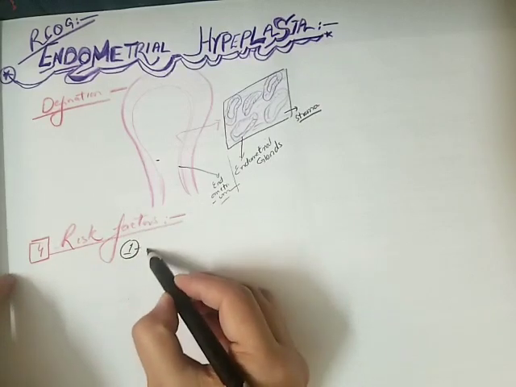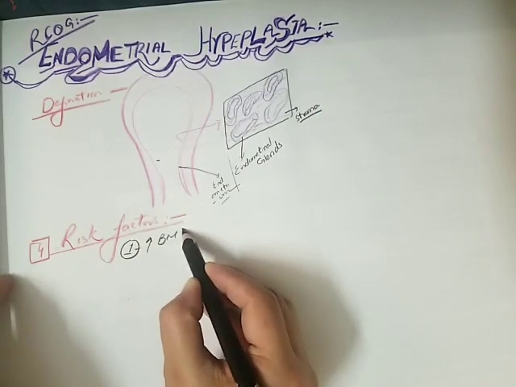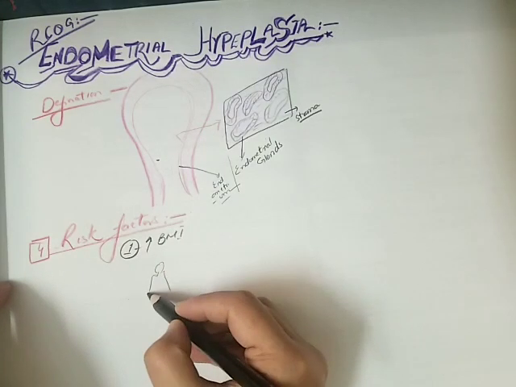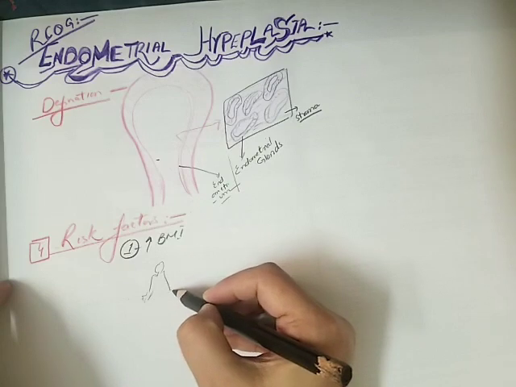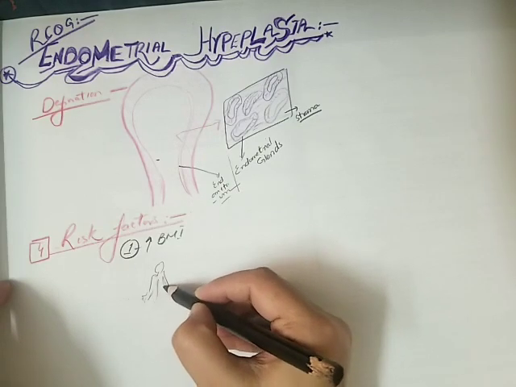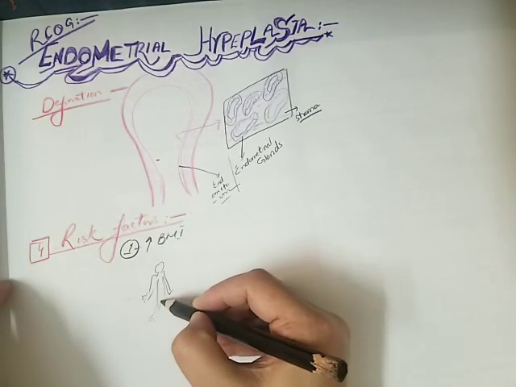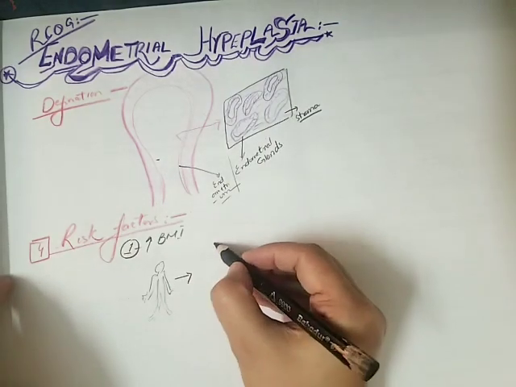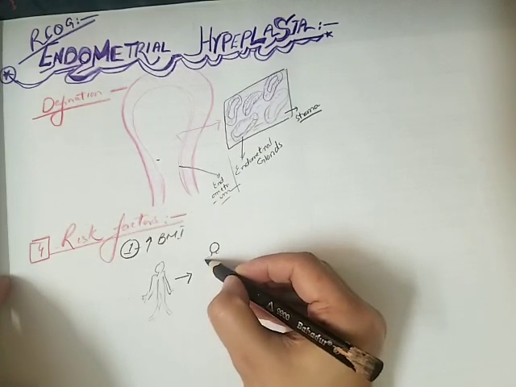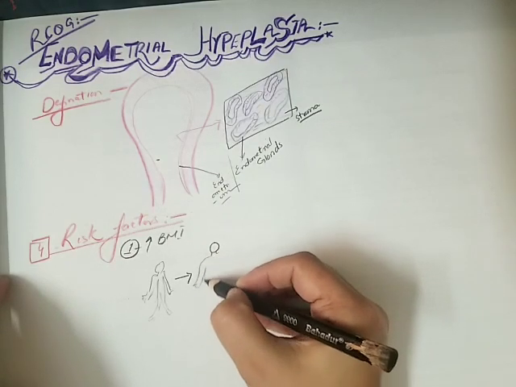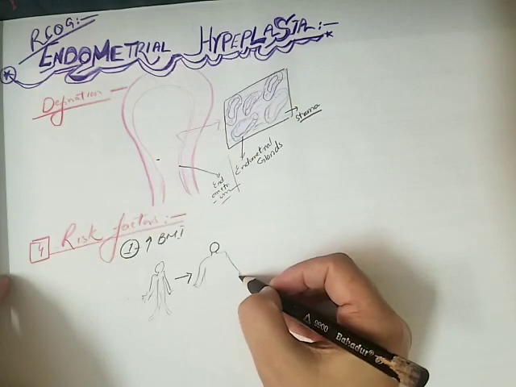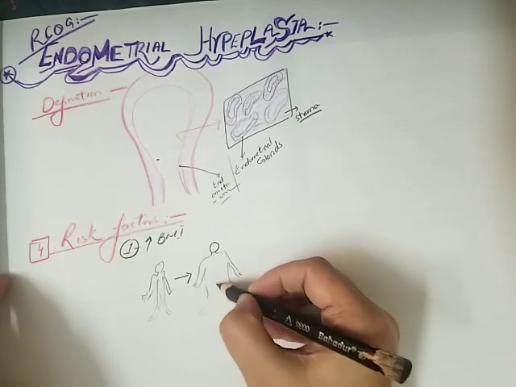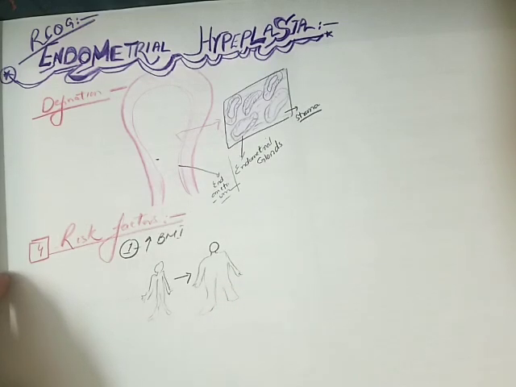First of all, increased BMI. The BMI of the patient is increased from a normal person. So whenever a patient comes with increased BMI, we have to keep in mind that this patient is at increased risk of endometrial hyperplasia as compared to other patients. So increased BMI is one of the risk factors.